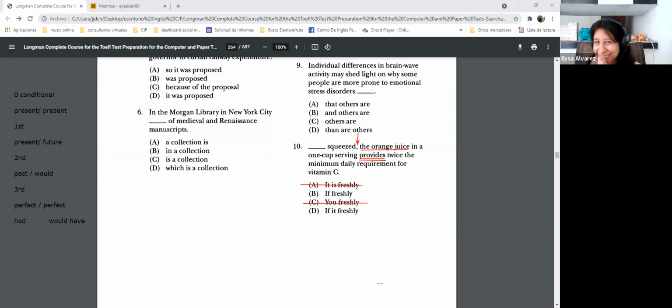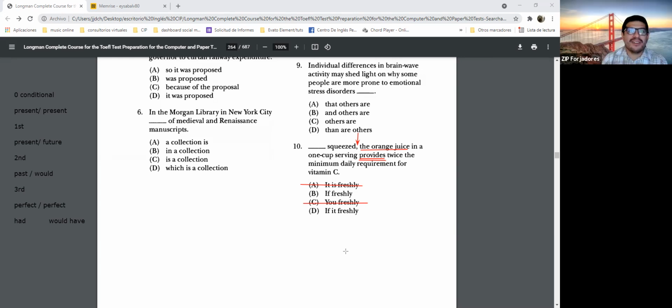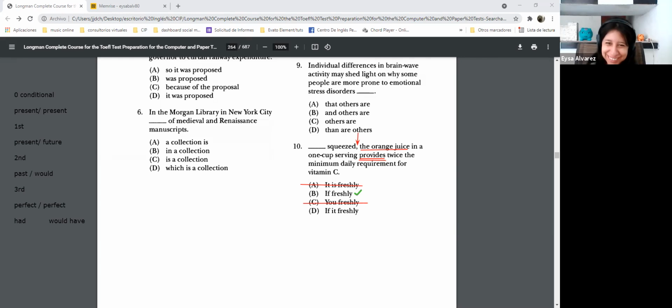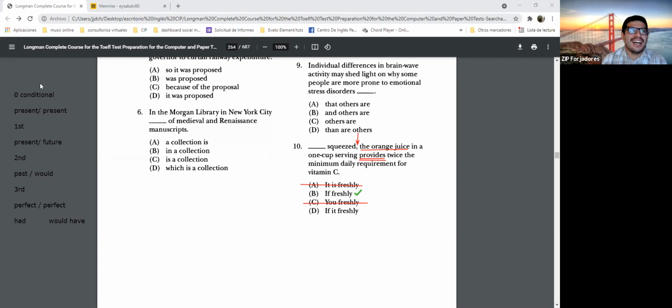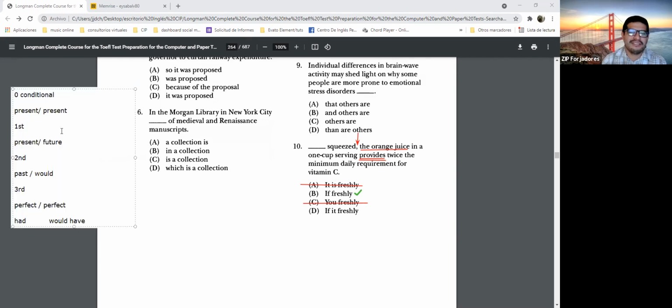Letter D. No, letter B. But why? Again, it's a conditional. We have if. So conditional zero: present, present. First conditional: present, future. Second conditional: past, would. Third conditional: perfect, perfect. Here is the answer.